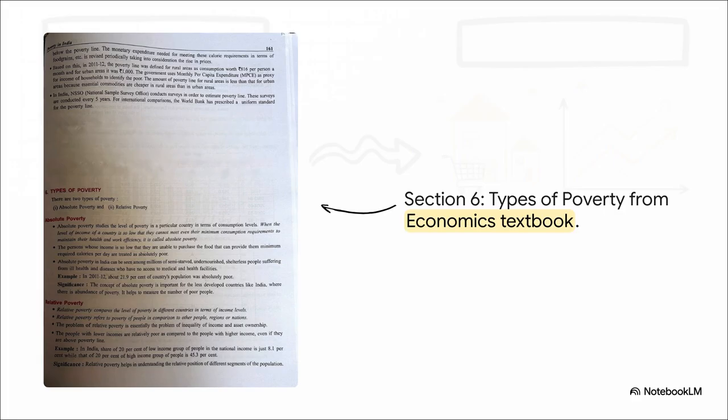To get straight to the facts, we are pulling our data directly from Section 6 of our Grade 9 economics textbook. It's titled, appropriately enough, Types of Poverty. We're going to take these two concepts and basically put them head to head. We'll be evaluating absolute poverty on one side and relative poverty on the other, judging them across four really critical parameters: meaning, measurement, a real-world example, and their overall significance.